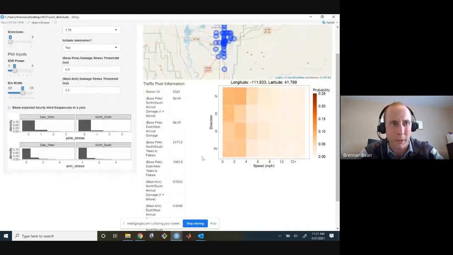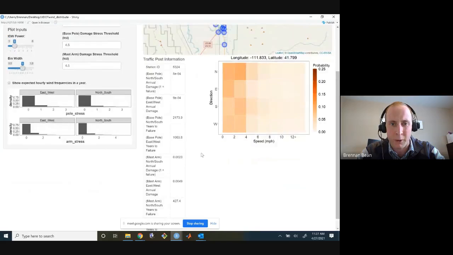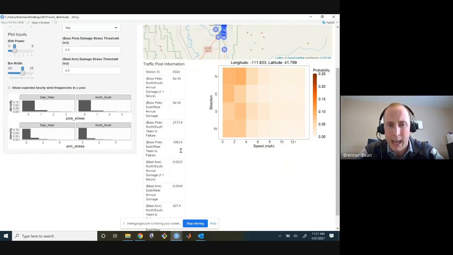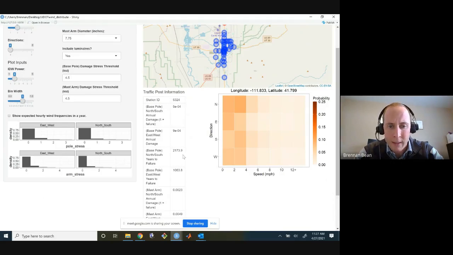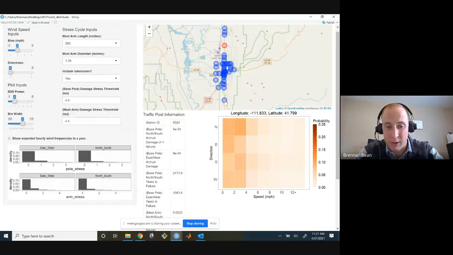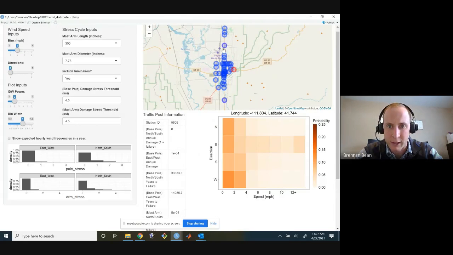And I'm on a much smaller screen than normal, so it kind of falls down the page. But what we have are the estimated annual damages at the base pole as well as at the mast arm. And then we also have the years to failure. These values can be changed. Obviously they change when we select different locations because we have different wind histories, and so you can see those values changing here.